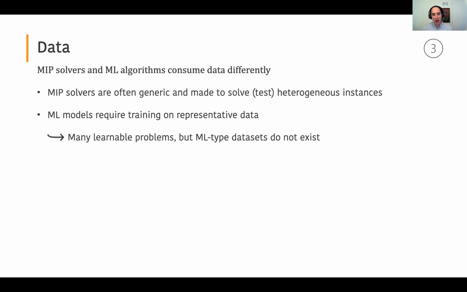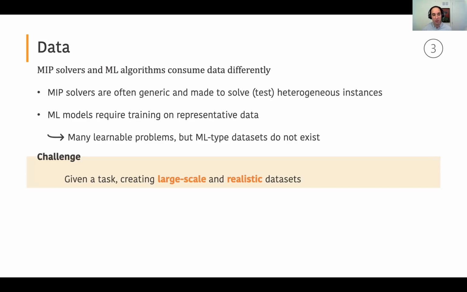And so that means that although there are many possibly learnable problems within combinatorial solvers, really there does not exist much of what I would call machine learning data sets. Simply, data sets do not exist. And when I think of a machine learning data set, I simply think of a set of pairs of features with a label. Okay, and so if you think of using machine learning here, I think the big challenge, given a task, is: how do you create large scale and realistic data sets?